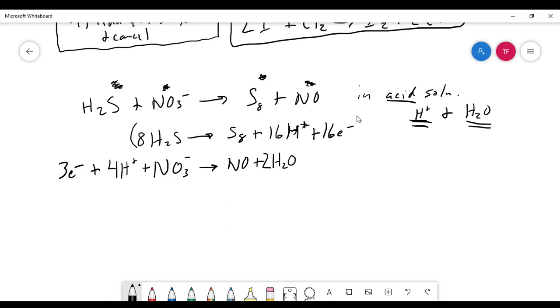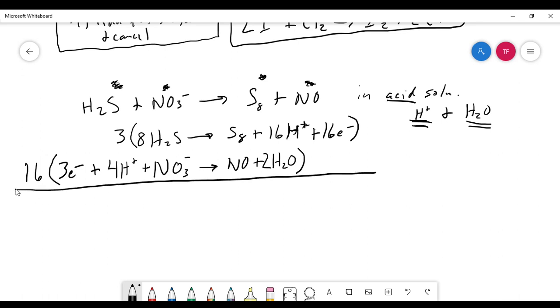So we're going to multiply this entire half reaction and this entire half reaction by some number to give us a common multiple. So what's a common multiple of 3 and 16? 48. 3 times 16 is 48. 16 times 3 is 48. So by getting 3 of these half reactions, we produce the same number of electrons that this reaction needs to gain if we have 16 of this half reaction. So now we have the same number of electrons being produced and the same number of electrons being absorbed. So now we're ready for the last step, adding the 2 half reactions together.